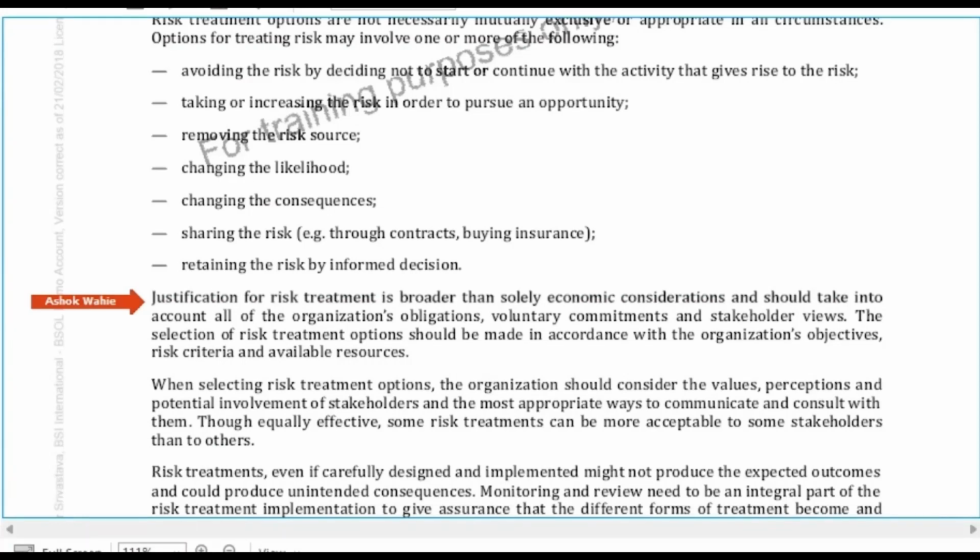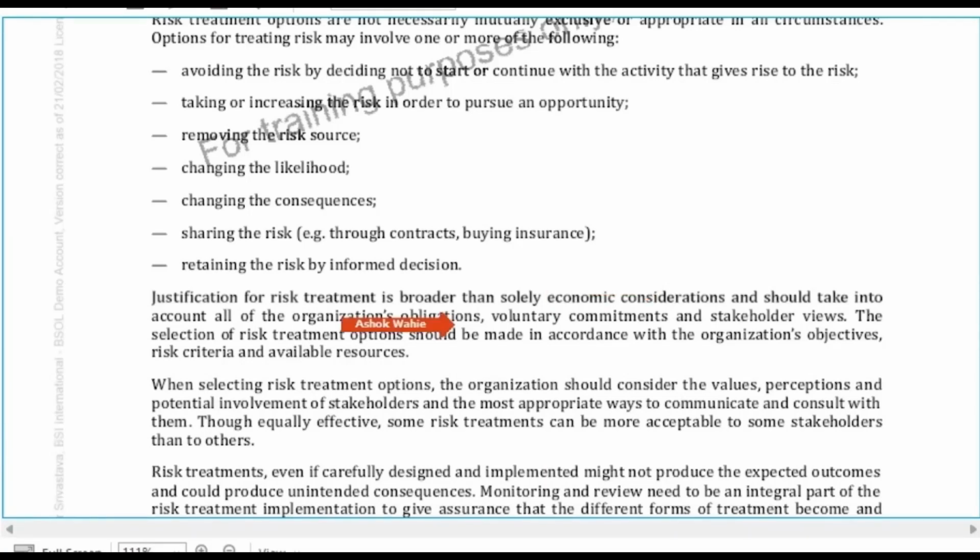Okay. So the justification for risk treatment is broader than solely economic consideration. If every time you say that we are retaining this risk because of economic consideration, that may not be a justification. Because when we are looking at risk treatment options, we have to take into account the organization's obligations.